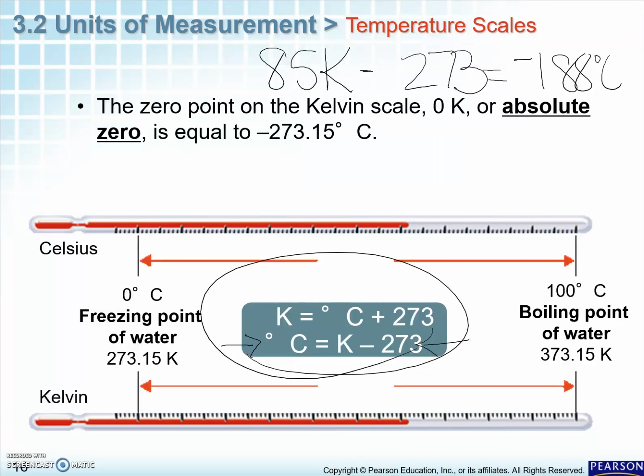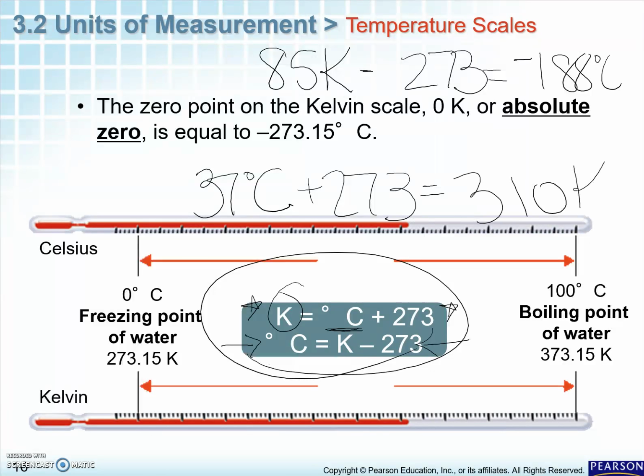However, if I give you, say, a degree Celsius, you would use the top equation. If I asked, say, for example, I told you that your body temperature was 37 degrees Celsius, and I asked what it was in Kelvin, you would take the degrees Celsius value that I gave you, add 273, and get your answer of 310 Kelvin. Both of these are the same representation of your body heat, but because of the different scales, you see different numbers.